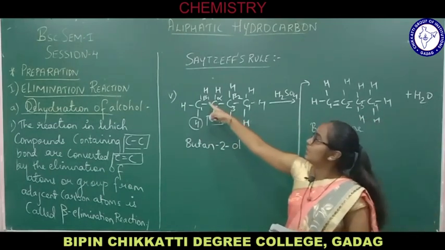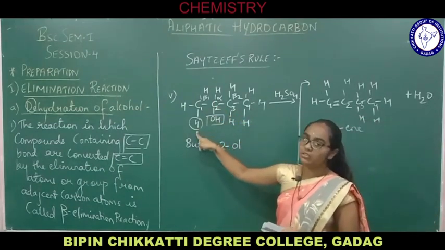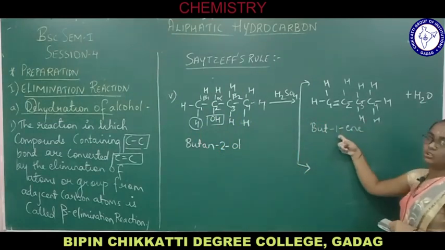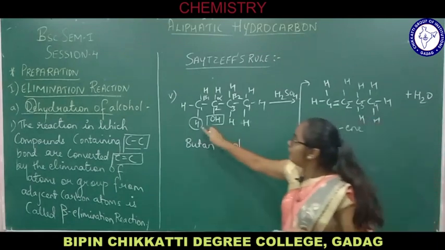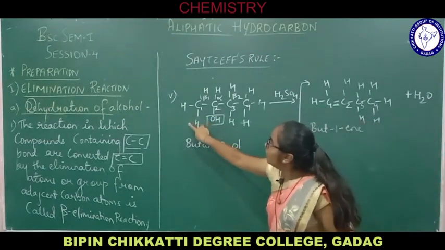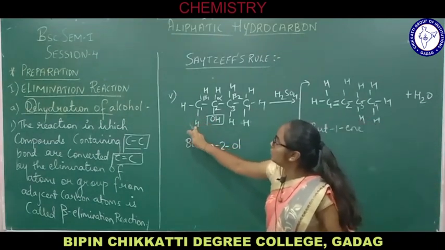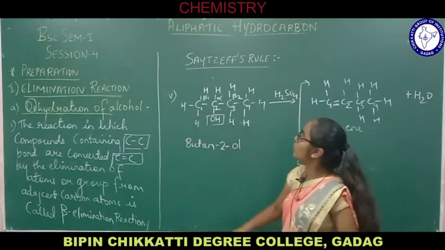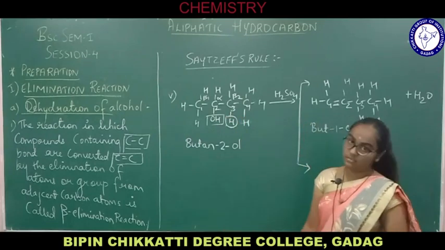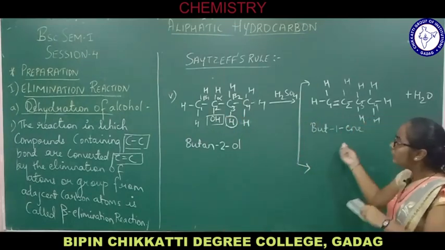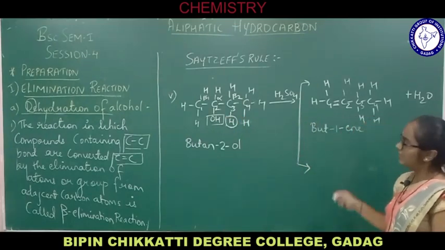So once beta 1 is removing the hydrogen atom, you will get the product called but-1-ene. Now suppose from beta 2 the hydrogen atom is going to get removed or eliminated. What will be the name of the product which is going to be formed? Let's see over here.